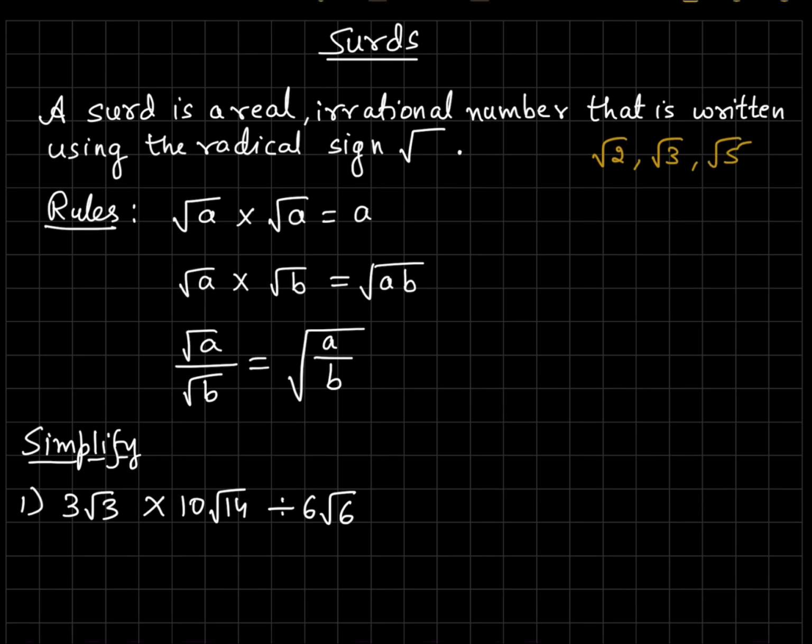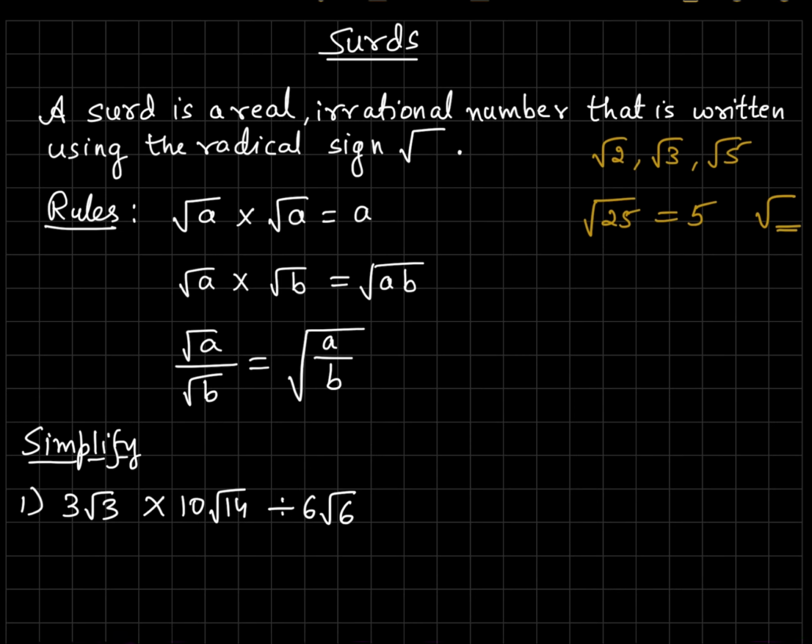These are my surds. But if I write, say, square root of 25, this is not a surd, because I know this is equal to 5. So under this square root sign, or this radical sign, there should be some irrational number. Then only it is called a surd.